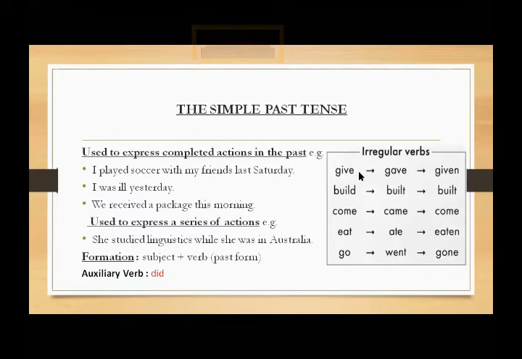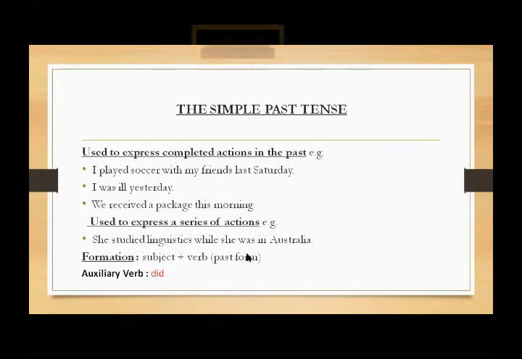Just like, I played soccer with my friends last Saturday. It means I did not play. Okay, when we use did, it shows that this is past tense. So we do not have to use the second form, I mean the past tense, in the sentence if we change into negative or interrogative. So we will say, I did not play soccer with my friends last Saturday. Or for interrogative, we can say, did I play soccer with my friends last Saturday?